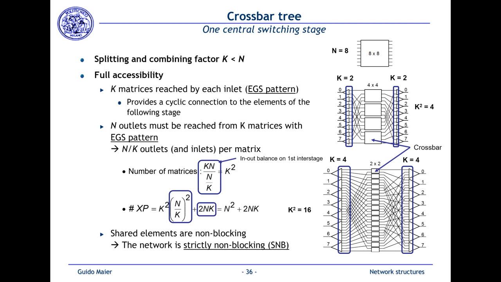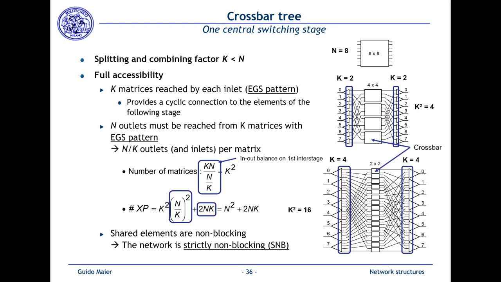And then you have a central stage. Actually, central stage elements are shared by more connections, because it's not like in the previous crossbar case, where you have simple links. Here you have matrices. But we assume that these matrices are strictly non-blocking, and therefore, even if they are shared, you will never create a blocking state inside these matrices, because by assumption they are strictly non-blocking. So you cannot have blocking states in the central stage, nor in the first and third stages. So you have a strictly non-blocking architecture.